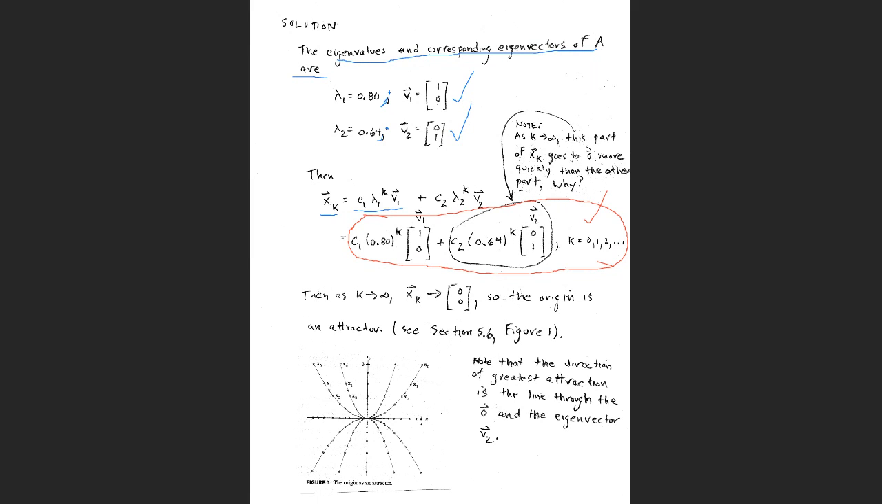And first of all, as k goes to infinity, based on these eigenvalues of 0.80 and 0.64, okay, what does this x sub k approach? Good, everybody. It approaches the zero vector. Okay, it approaches the zero vector. But when we draw the trajectories, we have to ask ourselves what makes sense and how the trajectories approach the zero vector.